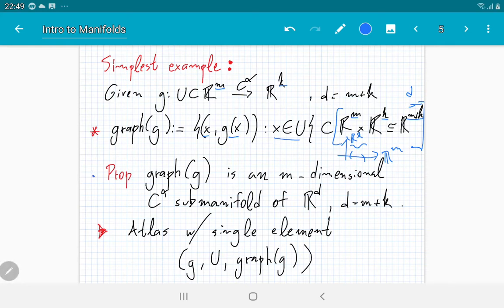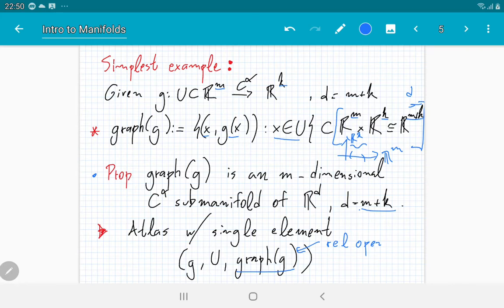Proposition: the graph of a function like this is an m-dimensional C^alpha submanifold of R^d, where d is the sum m plus k. And the way you prove that is with an atlas. Okay, what is an atlas? I take an open covering of M, and for each element of the open cover, I find the parameterization. It turns out I can take a very simple open cover, constituted only of the set which is, well, relatively open. And I can take just a single element in the atlas.